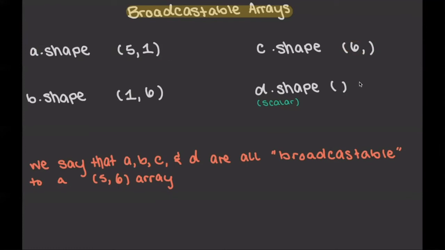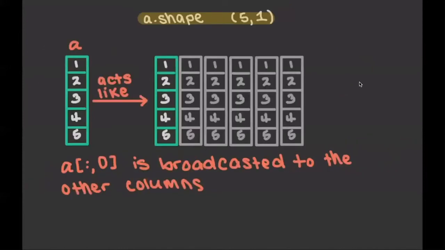An important terminology is we say that A, B, C, and D are all what we call broadcastable to a 5 by 6 array, meaning that we can do arithmetic with A, B, C, and D if the array is 5 by 6. So I'm going to go through each of these and show you exactly how that works.